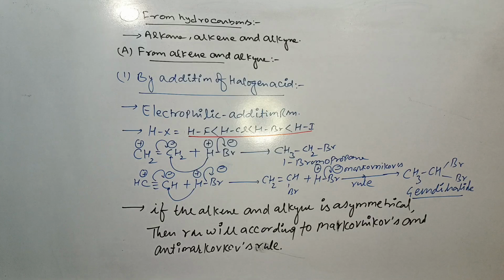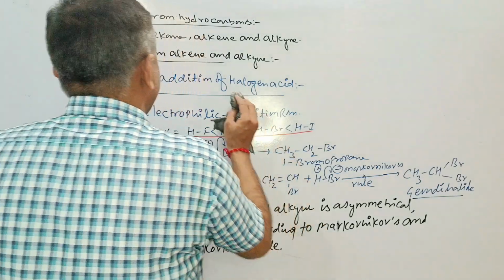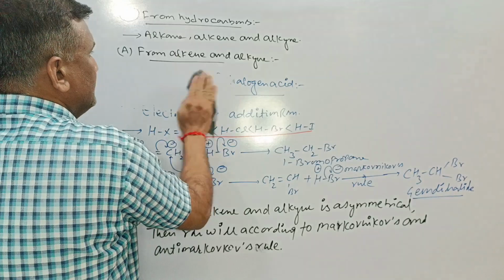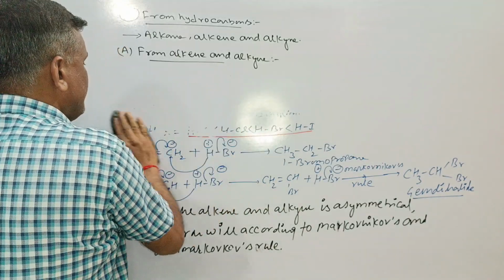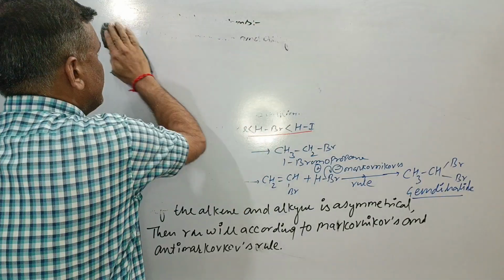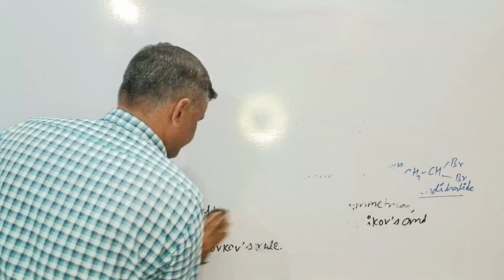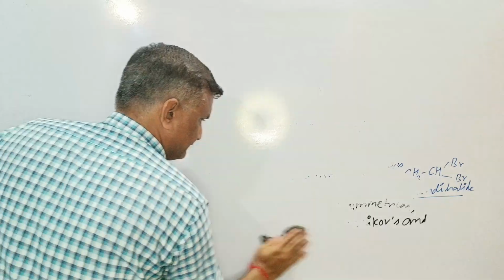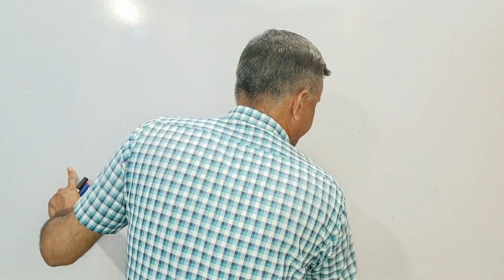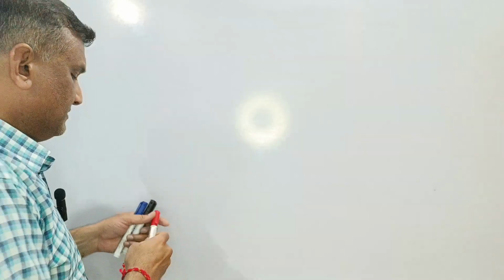Now it's time to discuss these two important rules or laws, Markovnikov and anti-Markovnikov rule. What is that? Listen to me carefully. This is the Markovnikov rule.